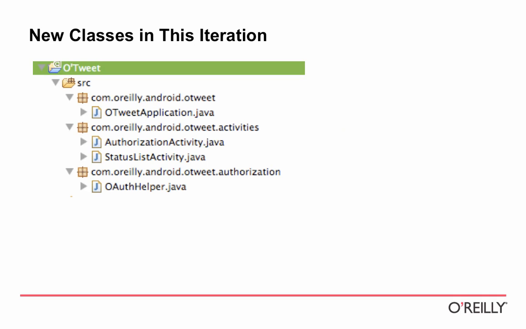The new classes: we're going to be starting from scratch. We're going to be creating an application, like we did in the first set of these classes. We're going to have two activities: a status list activity, which will be like the main activity, and an authorization activity, which will deal with the sign-in. And then we're going to have this little OAuth helper class to deal with some of the things that we need to do behind the scenes to get set up to sign in with OAuth.